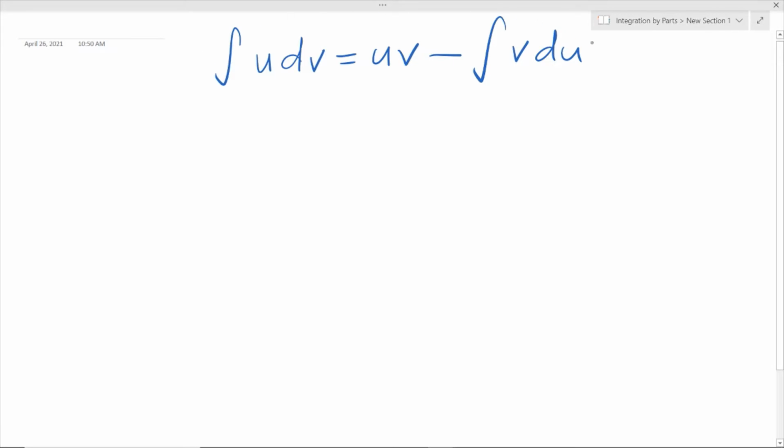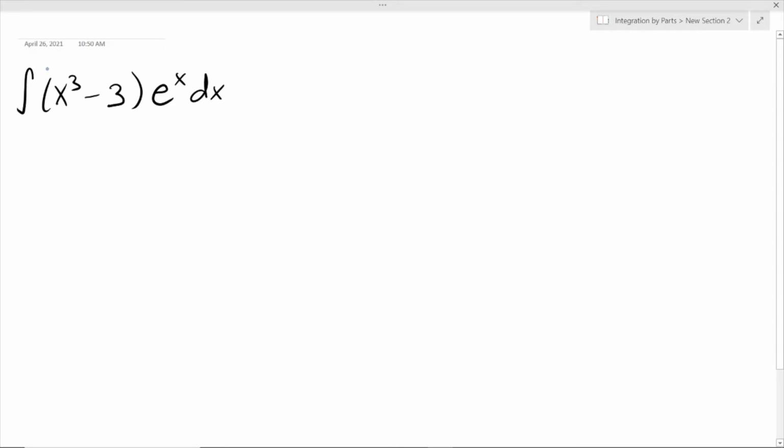So this is the formula we're going to be using when we do integration by parts to evaluate an integral that looks something like this. Say we have an example like this, and we're trying to find the integral of this, and we have to use integration by parts. We can see we have two parts, a part right here and a part right here.